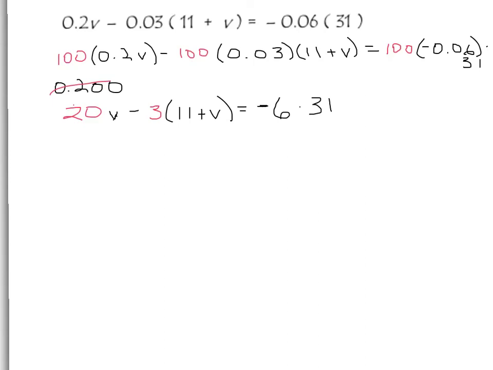Okay, now we use the distributive property, so we have 20v minus 33 minus 3v. Okay, a quick aside, what I did was I took this minus here and I changed it to a plus by changing the sign of the 3 and adding a line, and then when I multiplied negative 3 times 11, I get negative 33. Negative 3 times v is negative 3v. And on the right, I get negative 6 times 31, which is negative 186. So 20v minus 3v on the left is 17v.